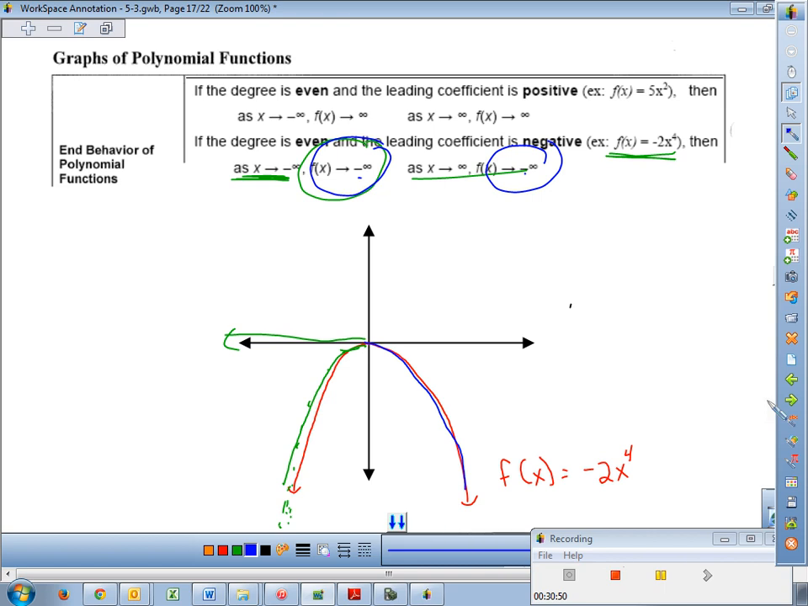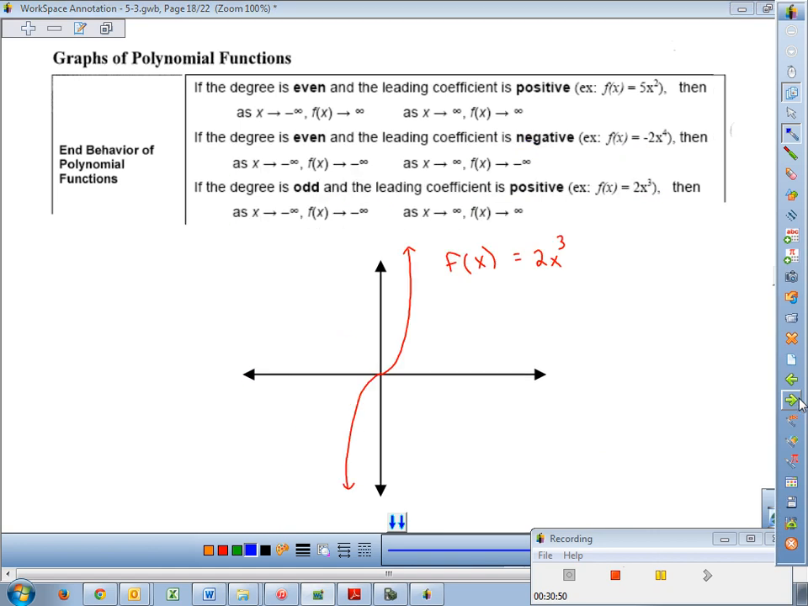They go different ways. Snake. Odd degree. So this is 2x cubed, right here. f of x equals 2x cubed. Tell me what happens as x gets smaller. Here's x getting smaller, right? x is going to the left. My pen's going to the left. x is getting smaller. Where does that thing go? So as x approaches negative infinity, f of x approaches what?